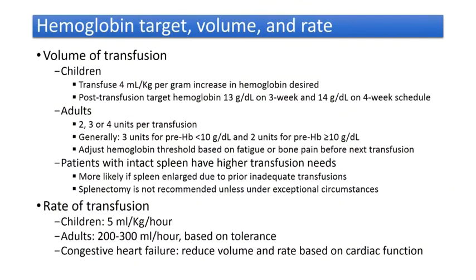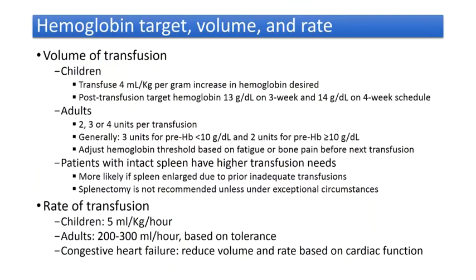The volume of transfusion usually is decided in children based on their weight. So the volume is approximately 4 cc's per kilo for each gram in hemoglobin that is desired. So in general, children who are on 3-week transfusion schedule may receive 14 to 16 cc's per kilo of transfusion. In adults, we transfuse by units. So it's either 2, 3, or 4 units per transfusion.